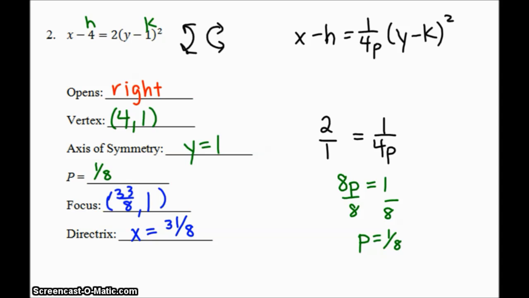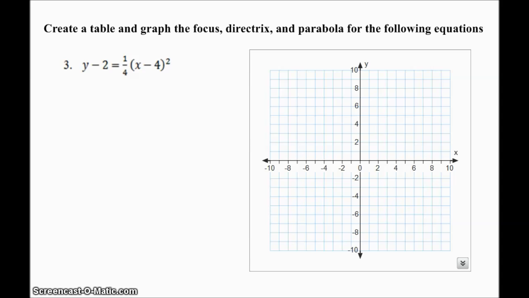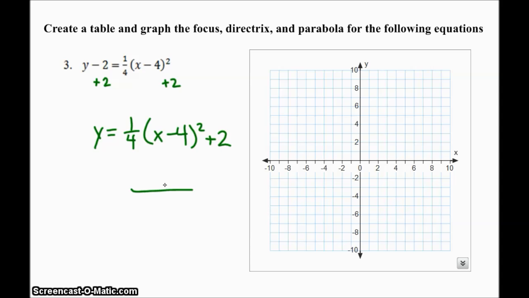Alright, problem number 3. You have to make this equal to y in order to type it in your calculator, so you will add 2 to both sides. What you will put in your calculator is 1/4 (x - 4) squared plus 2. Make your table of values. Remember, you're going to put your vertex in the middle. So our vertex, according to the formula, is 4, 2.